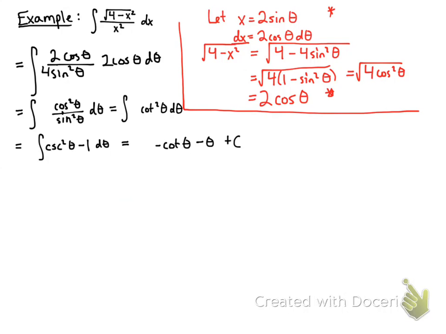And that's easy to integrate. A function whose derivative is cosecant squared is negative cotangent, and a function whose derivative is 1 is just the variable, which in this case is theta, because I'm integrating d theta. So negative cotangent theta minus theta plus a constant, because it's an indefinite integral. Right, so that's the integral done.